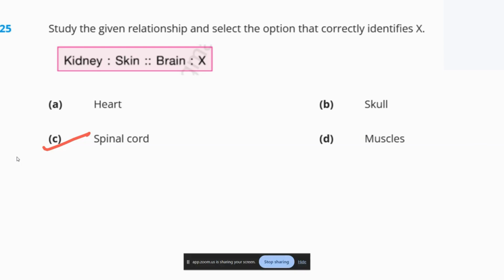Both are part of the nervous system, and kidney and the skin are part of the excretory system, whereas brain and spinal cord are part of the nervous system. So option number C is our right answer.